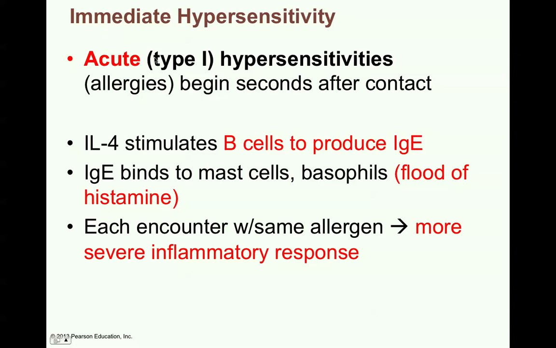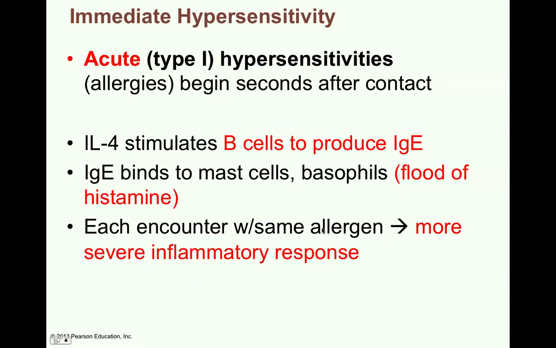Immediate hypersensitivity. This would be acute or type 1 hypersensitivities. They begin seconds after contact. This is when interleukin 4 stimulates B cells to produce lots and lots of IgE, that immunoglobulin. The IgE binds to mast cells and basophils, and this leads to a flood of histamine. Histamine causes a lot of vasodilation of the small blood vessels, the arterioles, and a lot of capillary leakiness, or increase in permeability.